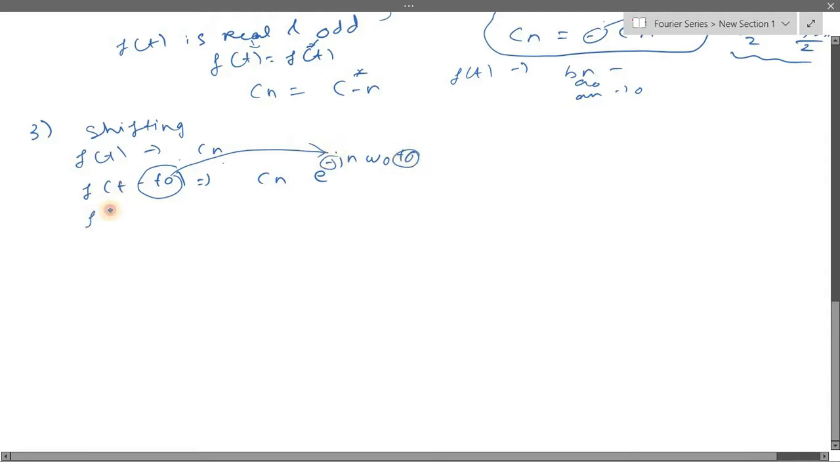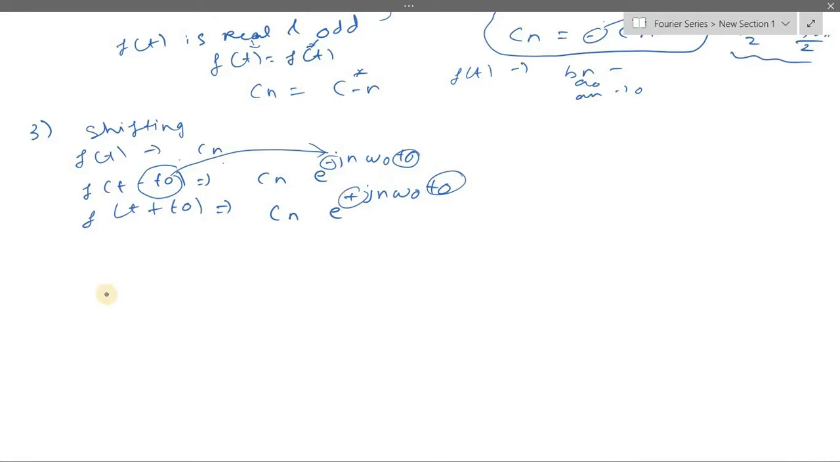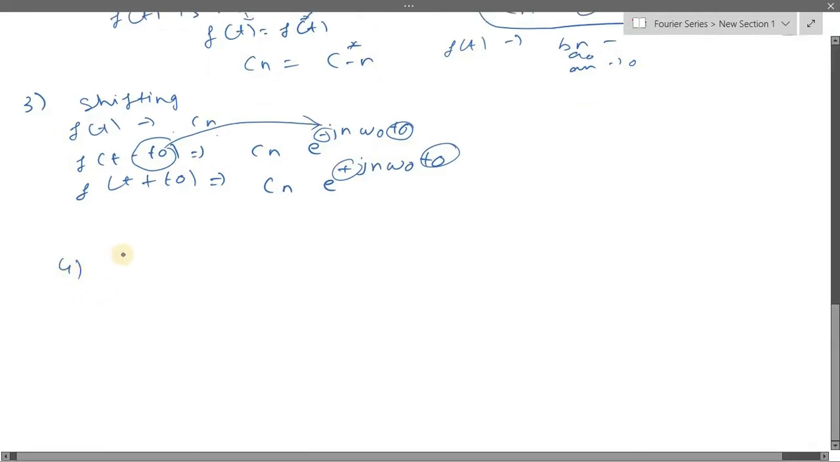Okay, and similarly if you have f of t plus t naught, here it will be c of n e raised to plus j n omega naught t naught. So this is your t naught and this is your plus sign. Okay, so this was the shifting property. Now let's see the fourth property, which is the scaling property.